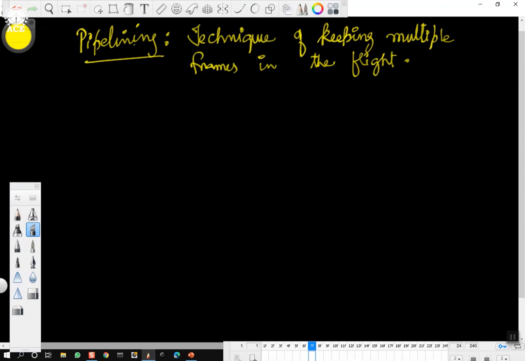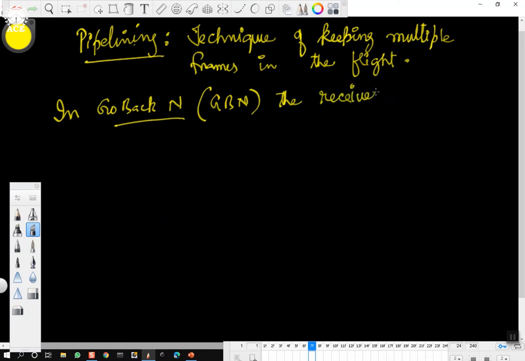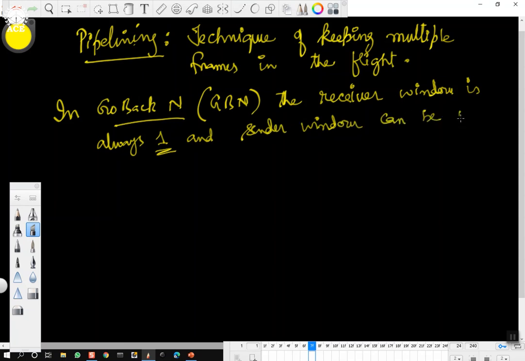So what happens in Go-Back-N? In Go-Back-N, written in short as GBN, the receiver window is always 1, and the sender window can be W. What is W? I have already shown you earlier.